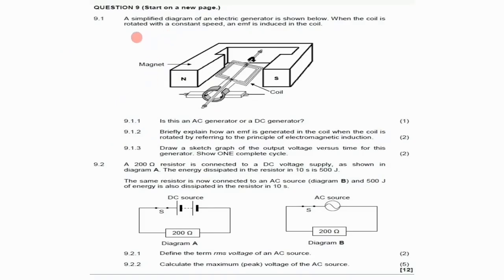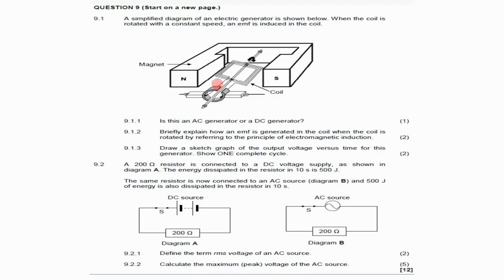Okay, so we have question 9. It says a simplified diagram of an electric generator is shown below. When the coil is rotated with a constant speed, an EMF is induced in the coil. So we have our magnet here, and then this is a coil. And then 9.1.1 says, is this an AC generator or a DC generator? So okay, now it is just a matter of us having to check if these are split ring commutators or slip ring. We can see that this is a split ring because of its gaps in between here. So these are split ring commutators, so that means this is a DC generator.